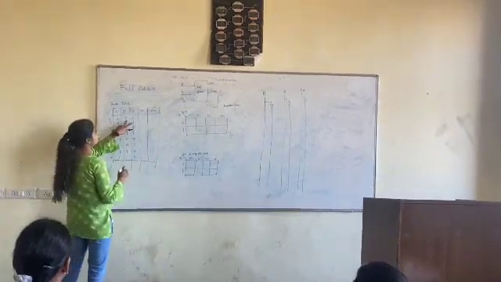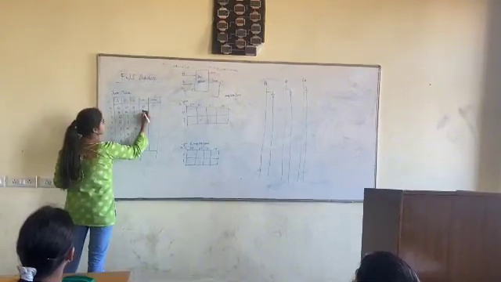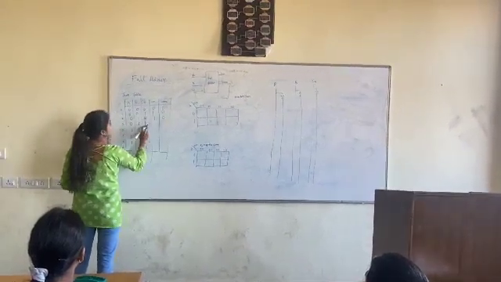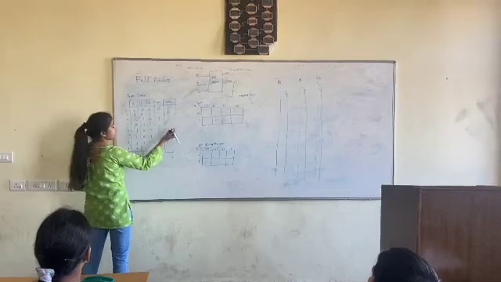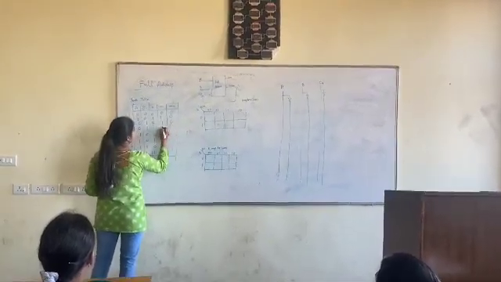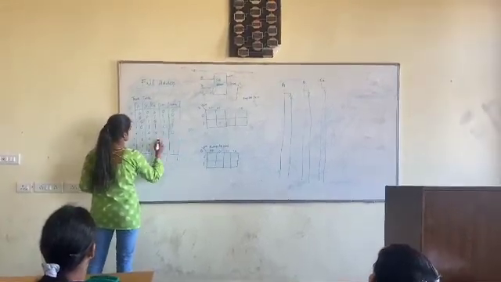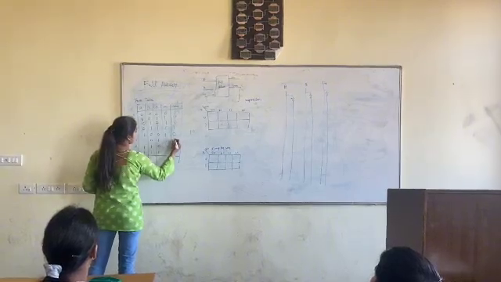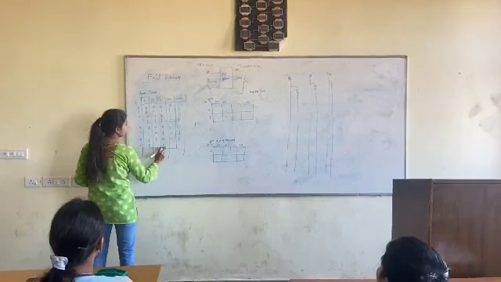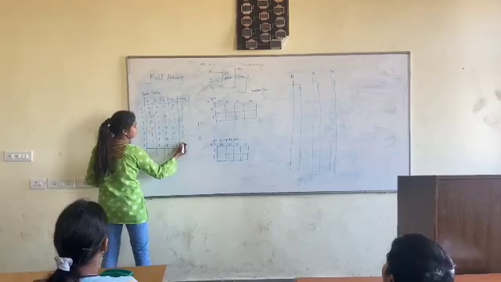Then when we add 0 plus 0, sum is 0 and carry is also 0. 0 plus 1, sum is 1, carry is 0. 1 plus 1 is 2 and we write 2 as 1 0. So carry 1 and this 0. Sum is 1 and carry is 0. Same. 1 plus 1 is 2. 1 plus 1 plus 1 is 3 and we write 3 as 1 1. So this is 1 1.